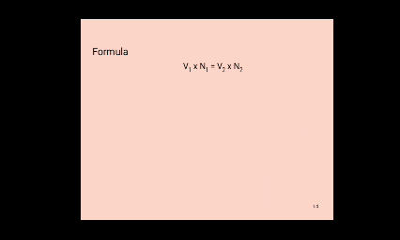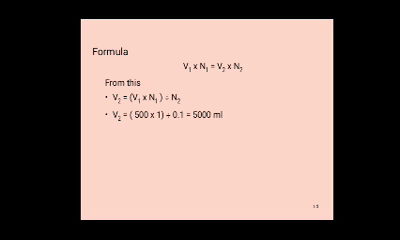Then the formula: N1 V1 is equal to N2 V2. For this, V2 is equal to N1 V1 by N2. 500 into 1 by 0.1, that is equal to 5000 ml. Volume of V2 is equal to 5000 ml.